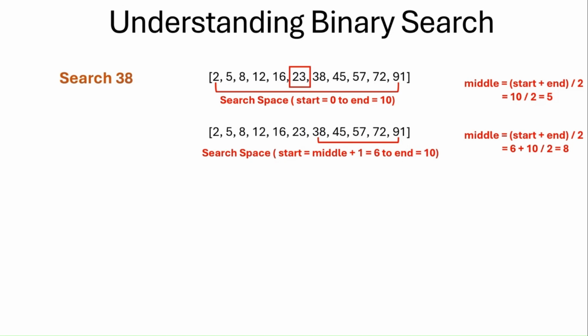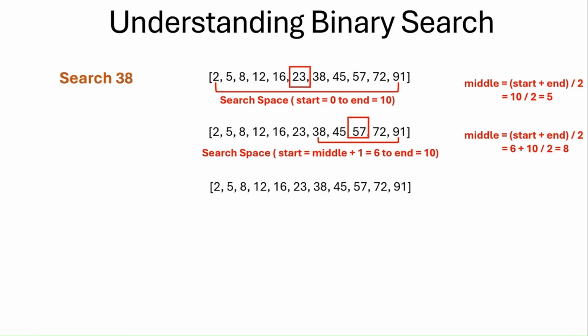Now we again check the middle element, which is start plus end divided by 2, 6 plus 10 divided by 2, equal to 8. The number is 57. Now 38, the number we are trying to search, is less than 57. So it is definitely present on the left side of the middle, because the numbers which are less than the middle are on the left side.